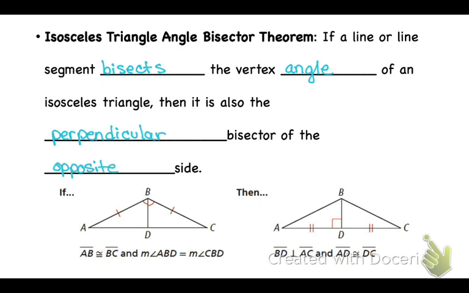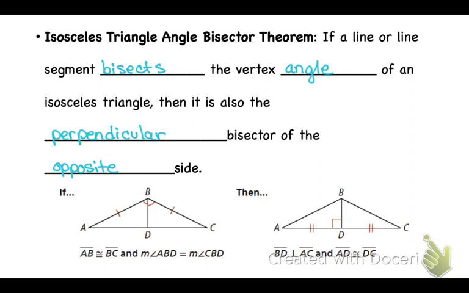Okay, so what does perpendicular mean? It meets at what? A 90-degree angle. Okay, so it said if a segment bisects the vertex angle, which angle's the vertex? The top one, the one that doesn't have any that's the same, right? Then it meets the opposite side at the perpendicular bisector. Okay, so look at your first picture. So that's the right angle. So this angle is bisected.